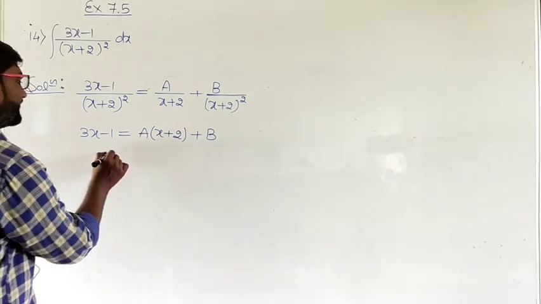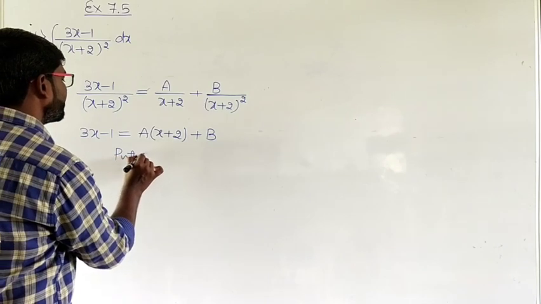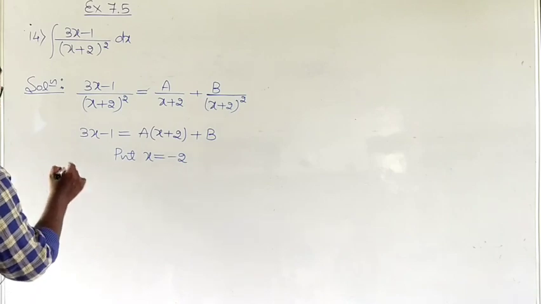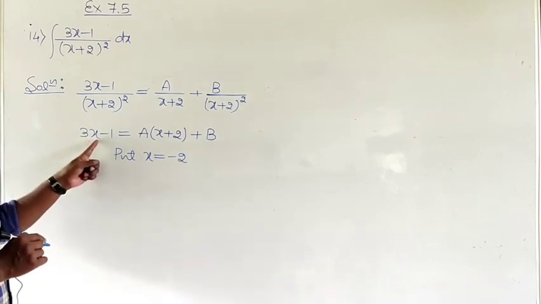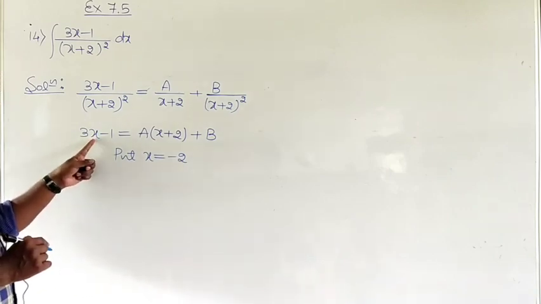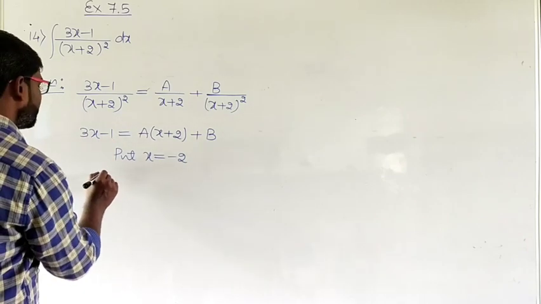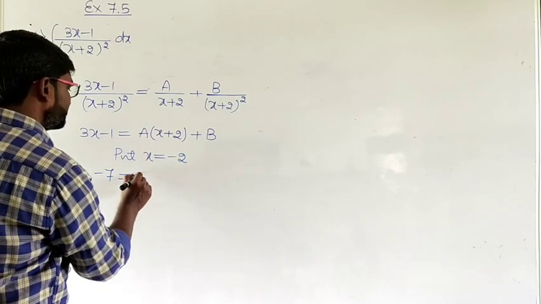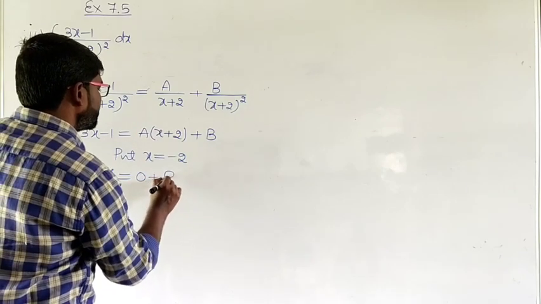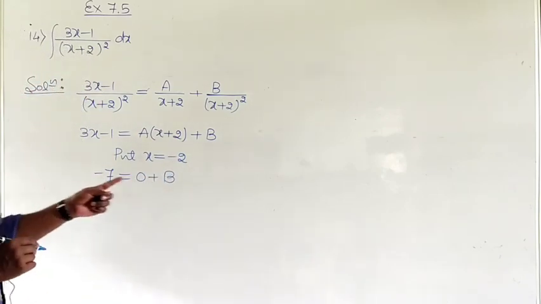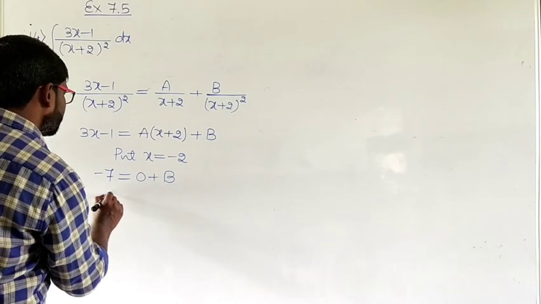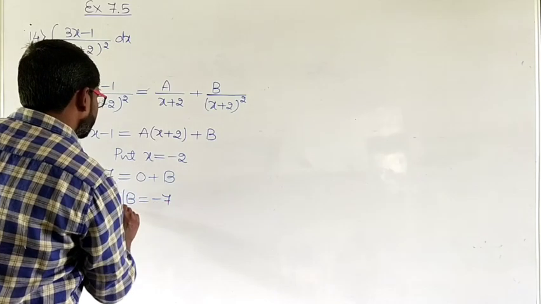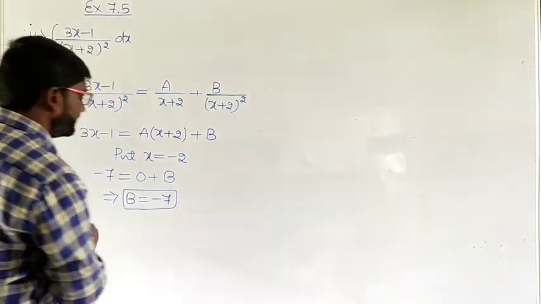Put x equal to minus 2. So 3 into minus 2 is minus 6. Minus 6 minus 1 is minus 7, which is equal to, this term becomes 0, 0 plus b. What is the value of b now? It is minus 7. This implies b is equal to minus 7. So we have got the value of b.